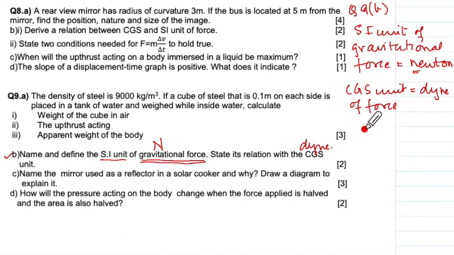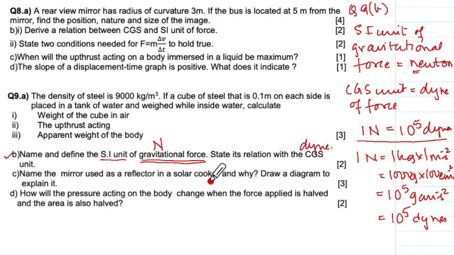And then what is the relation? 1 Newton is equal to 10 to the power 5 dynes. We've already done this earlier, but we will just show the working because I can see that it is for 2 marks. Okay, so this derivation you already know.